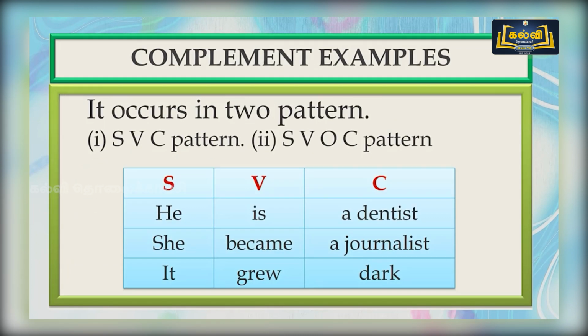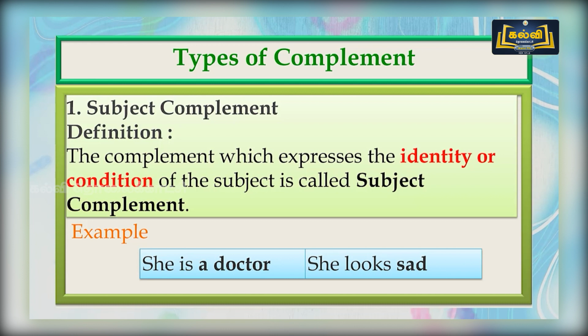So some other complement examples. It occurs in two patterns, SVC pattern or SVOC pattern. Let's check first SVC pattern examples. He is a dentist. She became a journalist. It grew dark. These are examples for SVC pattern. Then we'll move on to the next type of complement, that is subject complement. The complement which expresses the identity or condition of the subject is called subject complement. Example, she is a doctor.